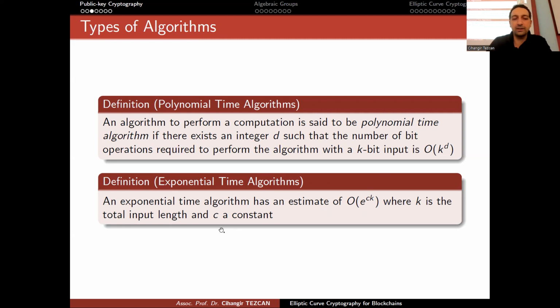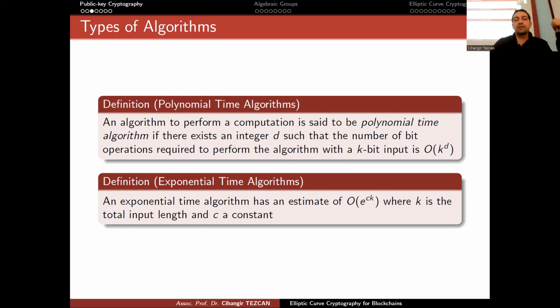That is the idea. So an exponential time algorithm has an estimate of big O notation with e to the ck, where k is the total input length and c a constant. Of course, here we are using the Euler e number, but you can write there 2 or 3, it doesn't matter. So it is a number here, but the kth power comes from the input size, okay? So this is why it increases exponentially. So you can see that the polynomial time algorithms are a lot faster than these when the input size is large.